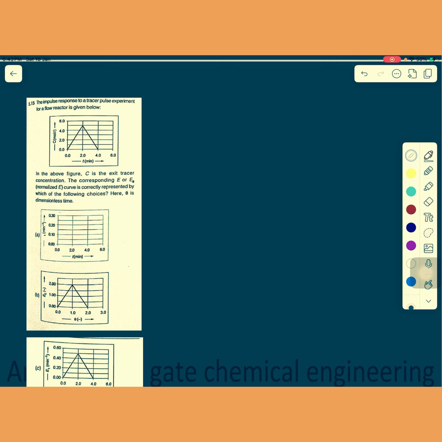The impulse response to a tracer pulse experiment for a flow reactor is given below. So you have been given a curve, something like that. Sorry for that. This goes like that, this comes like that. Okay, so this is 0, and at this point this is 2, and this one is 4. So this one is the concentration versus time. So in the above, the C exit distribution corresponding to the E(θ) curve is correctly represented by which of the following.